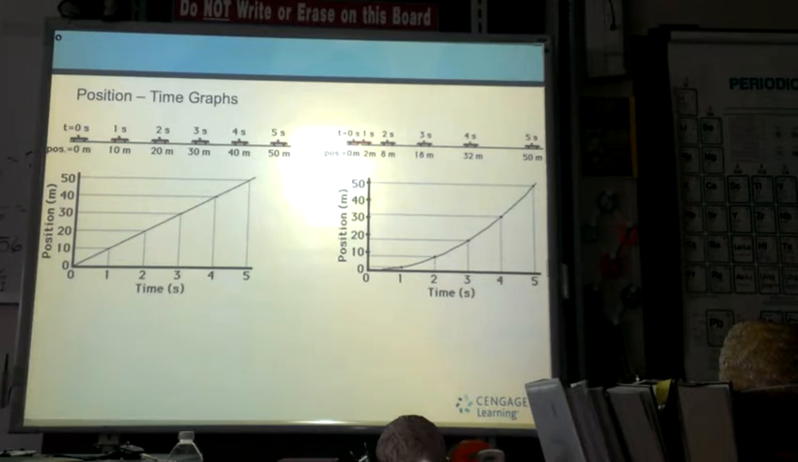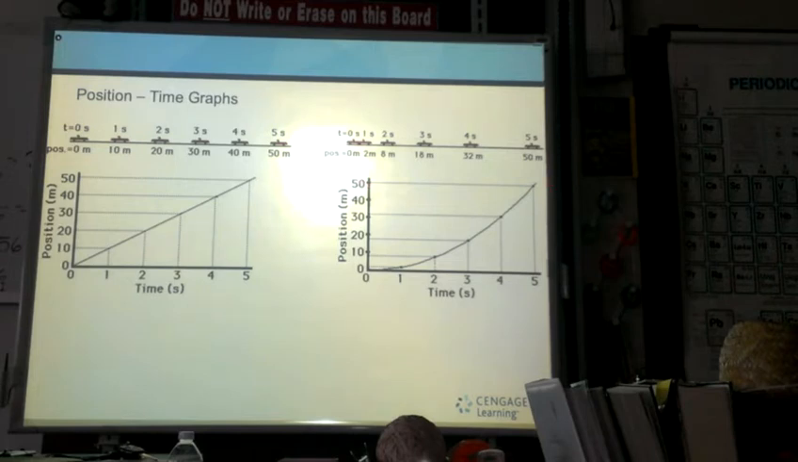For this position versus time graph, my motion diagram is telling me I'm starting at 0 seconds at 0 meters. In 1 second, I go 2 meters. In 2 seconds, I go 8 meters. In 3 seconds, I go 18. In 4 seconds, 32. This is not some type of even interval. Because it's not an even interval, I'm not going to get this nice linear relationship between position and time like I did when speed was constant.